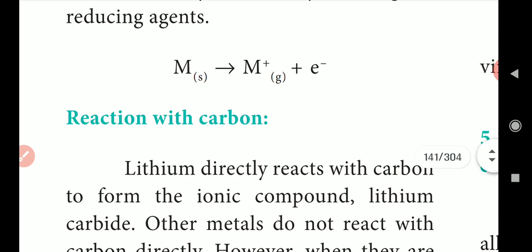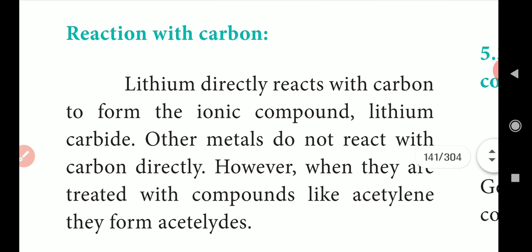Next, the reaction with carbon. Lithium directly reacts with carbon to form ionic compounds, ionic carbides, like lithium carbide. Other metals do not react with carbon directly. However, when they are treated with compounds like acetylene, they form acetylides.